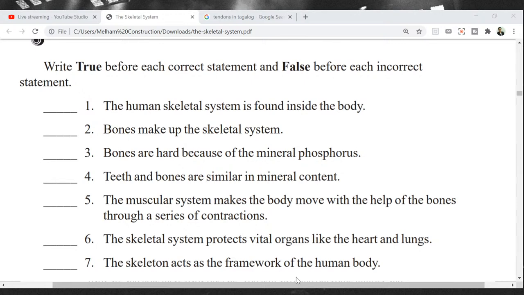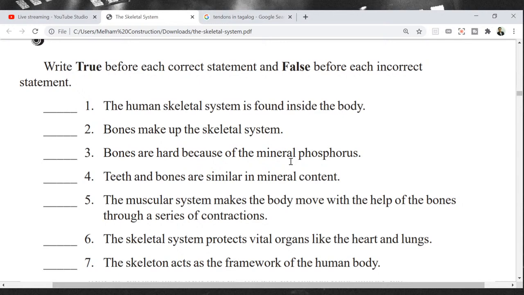So, number one, yan, sagutin natin. The human skeletal system is found inside the body. True or false? True. Nasa loob yun eh. May nakita ka na ba na buto nasa labas? Yung kalaban ni Naruto, ganun, diba? Yung nasa labas yung buto.